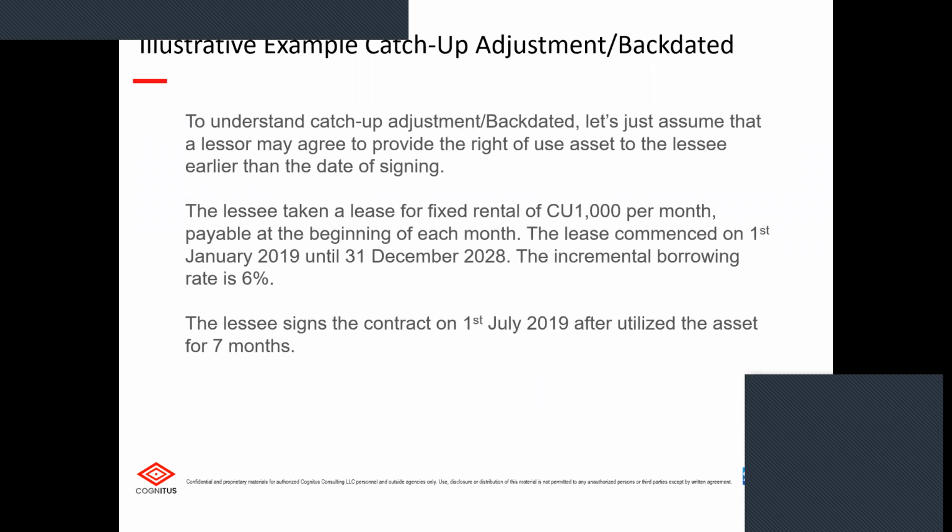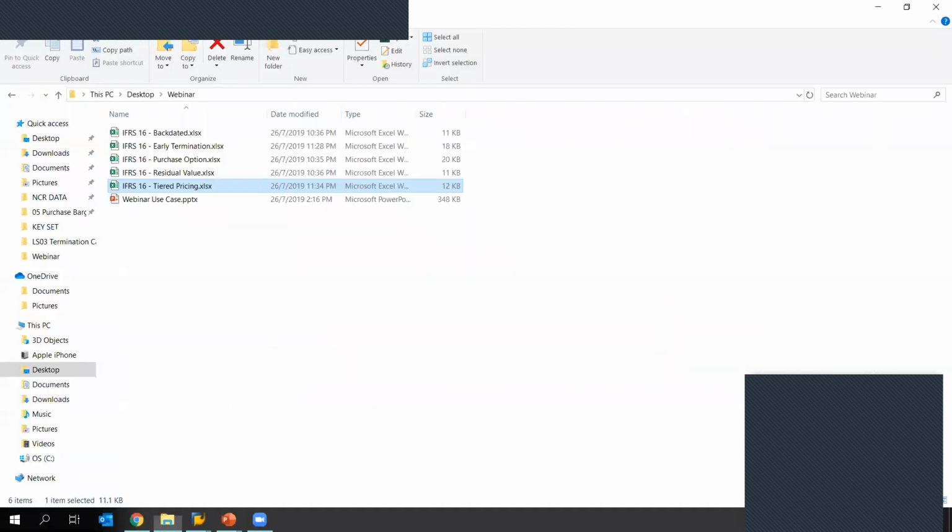So the rental is 1,000 currency unit per month payable at the beginning of each month. The lease commences on 1st January 2019 until 31st December 2028 with the incremental borrowing rate of 6%. And then the lessee signed the contract on 1st July 2019 after utilizing the asset for 7 months. So this is just a normal inception, and I will show you the cumulative effect in the engine after we load it. So first we need to prepare the Excel file as usual.